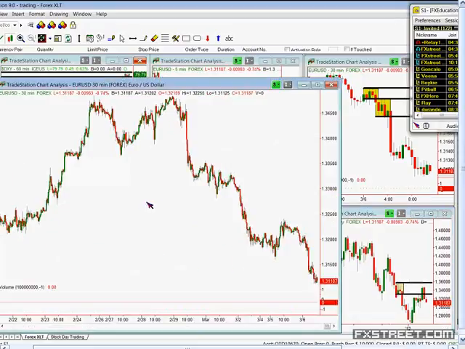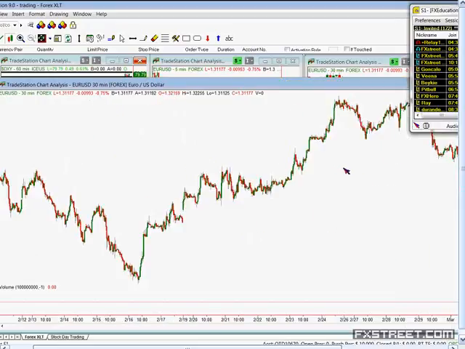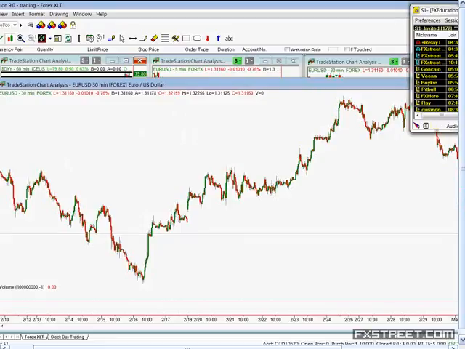Well, I'm going to start with the 30-minute chart, and let's see what we can find below. Okay, let's identify, let's take a look. I'm trying to read back here. How about pound yen? We could take a look at that.